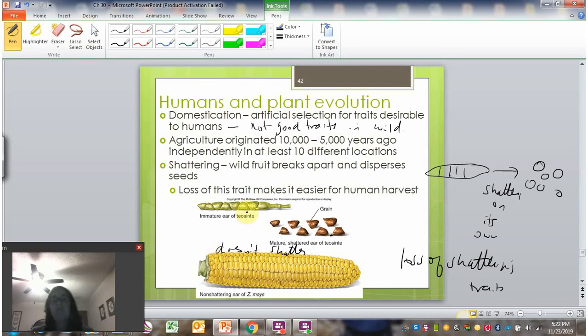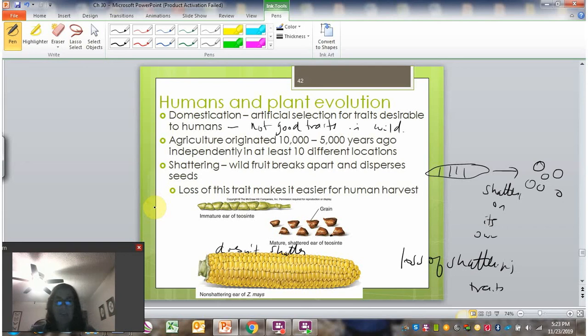And so this loss of shattering trait is really interesting because every different human civilization selected against the shattering trait with whatever grass they were growing. So in the Americas, you had the Native Americans selecting for the loss of shattering in corn. In the Middle East, you had the early people there selecting for the loss of shattering in wheat. You had people selecting for the loss of shattering in rice. So this particular trait was selected for by all the different groups of people that domesticated grains across the globe at different periods in our history.